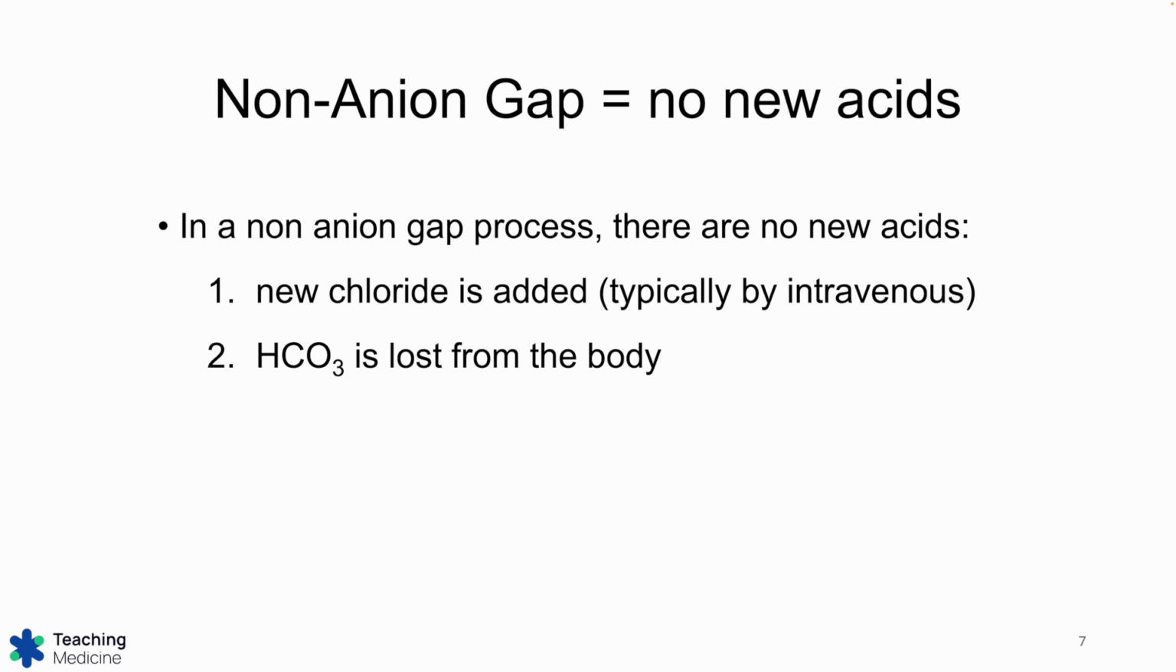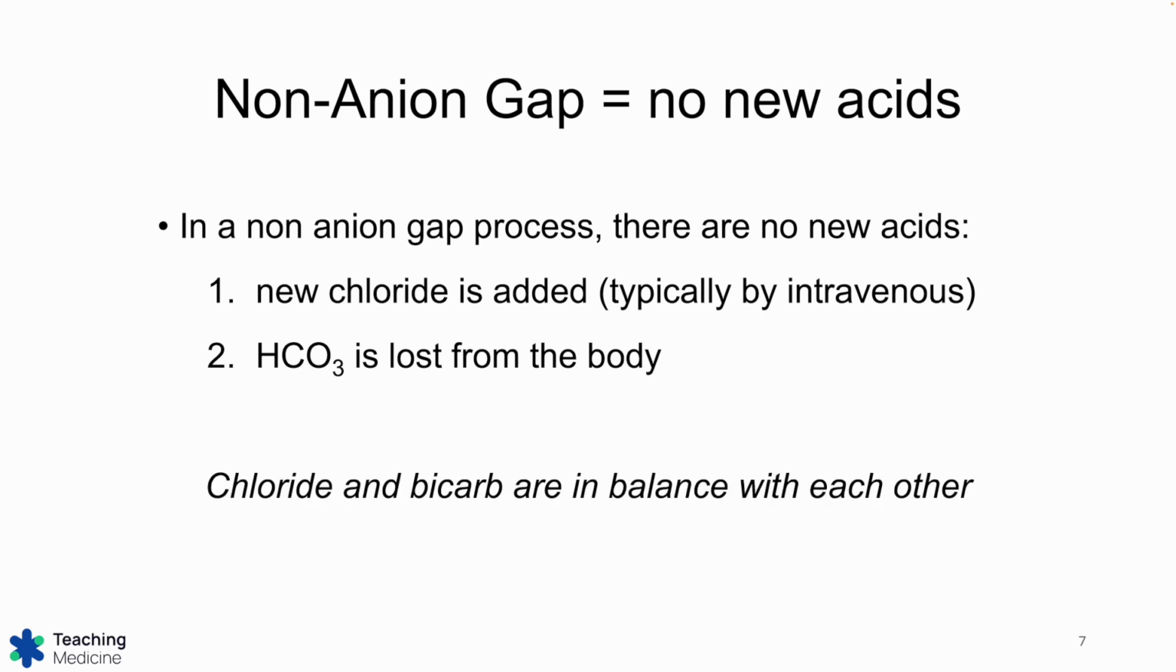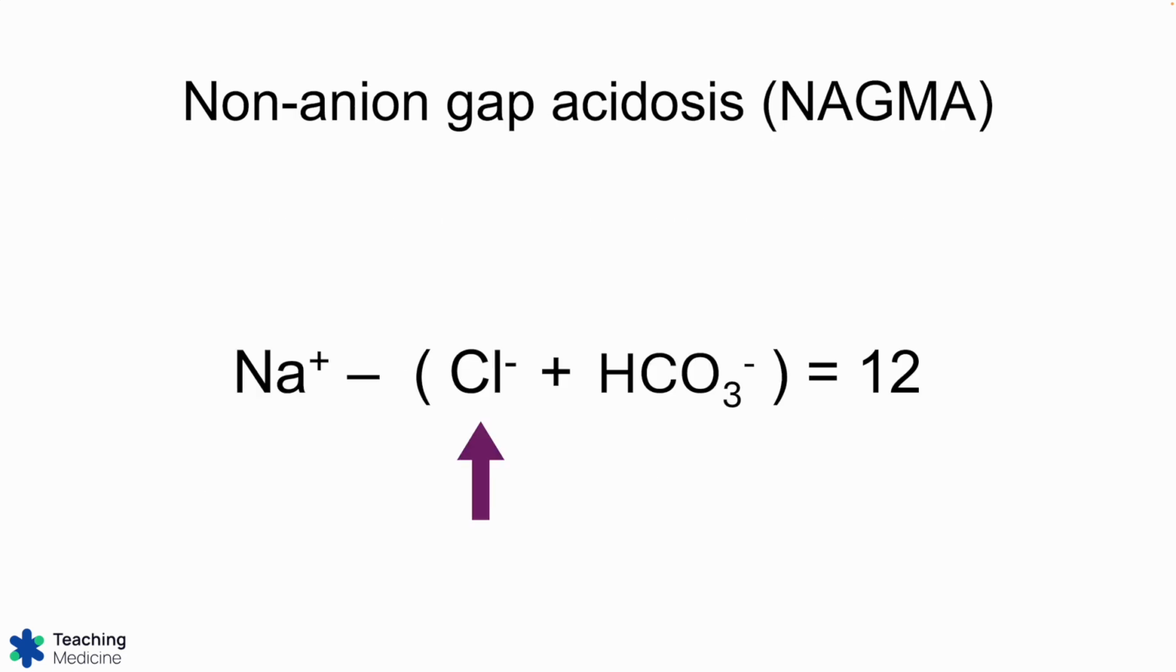And this is going to be renal losses, so the kidneys will lose bicarb, or they could be GI losses, typically diarrhea. So chloride and bicarb are in balance with each other. When one goes up, the other goes down, and vice versa. So let's take a look and see when chloride is added to the system, we're going to see an equal amount of bicarb being reduced. They balance each other off electrically.